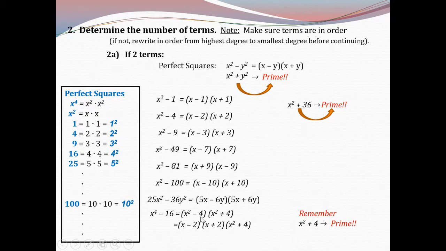This is crucial, guys, for Pre-Cal 1, because you're going to be finding the zeros, and the polynomial at times is to the 4th degree or 6th degree. So this is crucial for 1314.